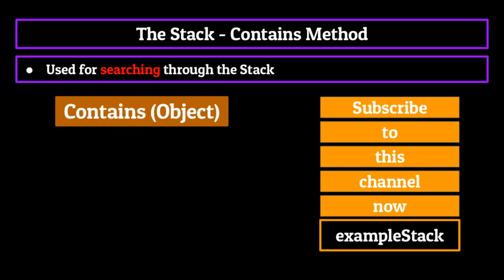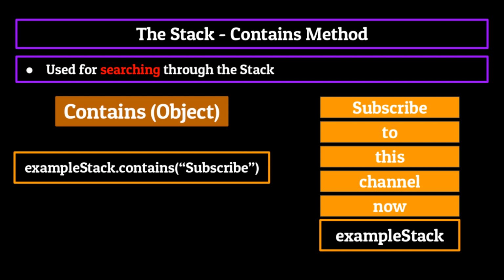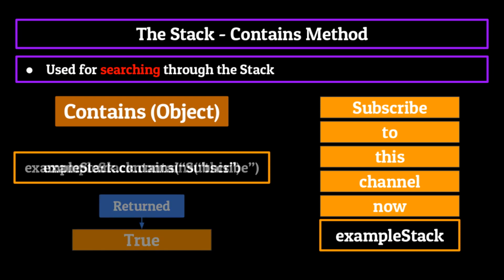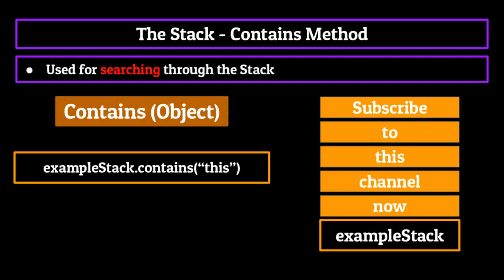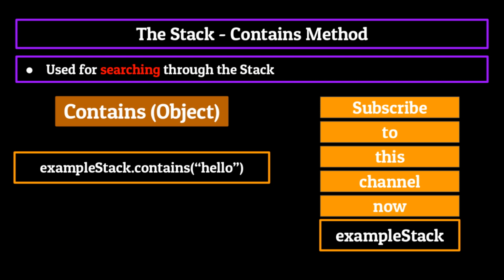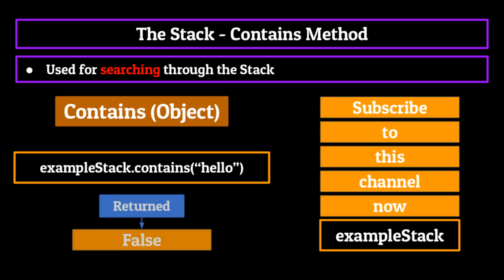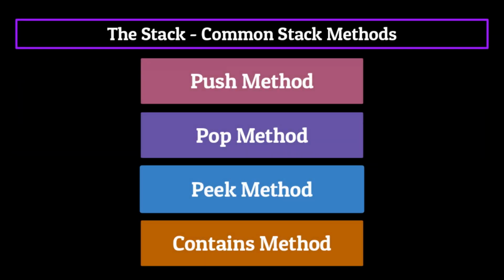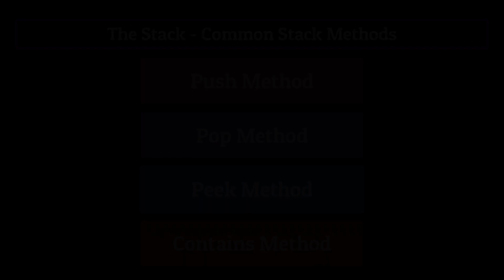So, for example, example_stack.contains with an argument of subscribe would return true. Example.contains with an argument of this would also return true. But example.contains with an argument of hello would return false. So there they are, 4 common stack functions which are going to be vital if you ever want to construct a stack-based program. Moving on to time complexity.